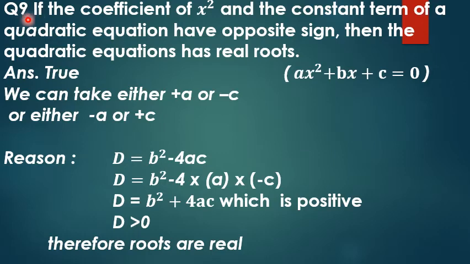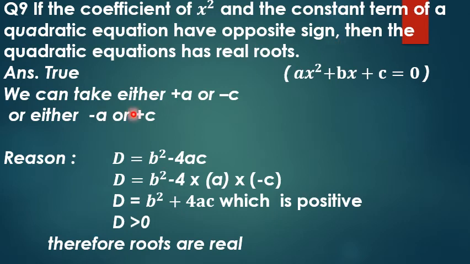So let us come to question number 9. If the coefficient of x square and the constant term of a quadratic equation have opposite signs, then the quadratic equation has real roots. We have to find whether the statement is true or false. First of all, recall that a quadratic equation is given by ax square plus bx plus c equals 0. Here a is the coefficient of x square, b is the coefficient of x, and c is the constant term. In the question it is given that the coefficient of x square, which is a, and the constant term, which is c, have opposite signs.